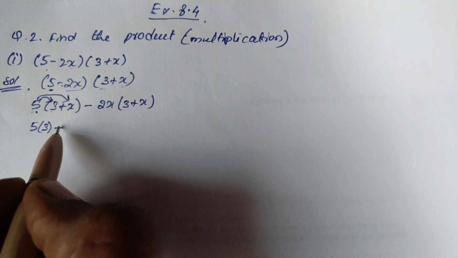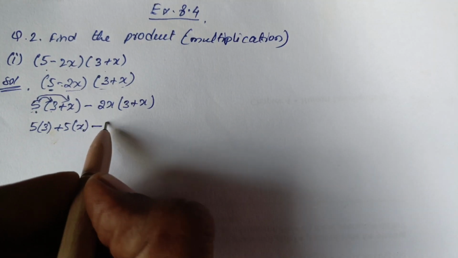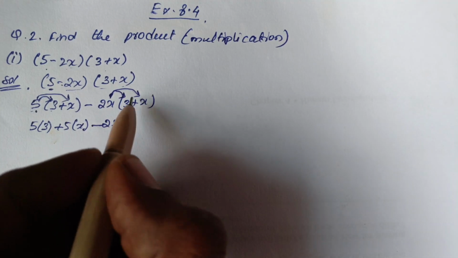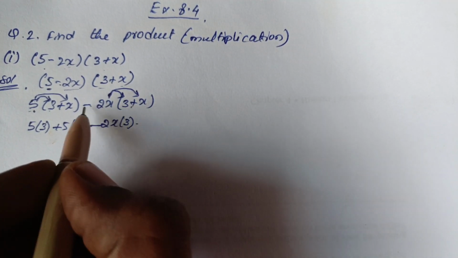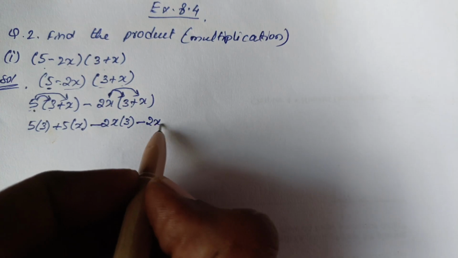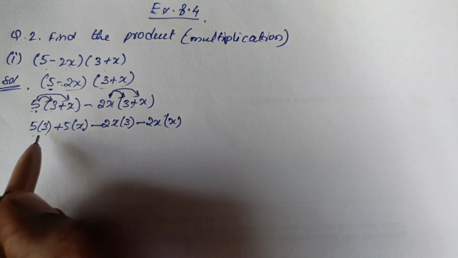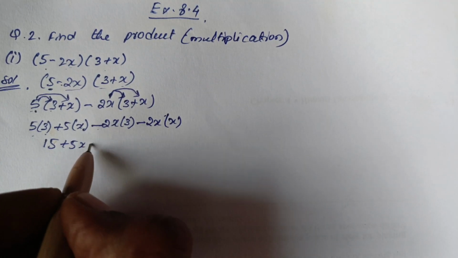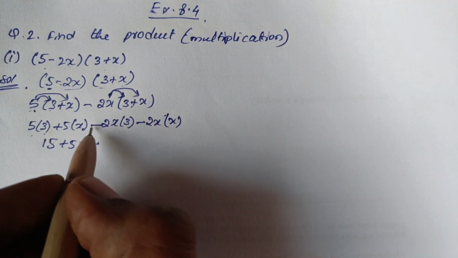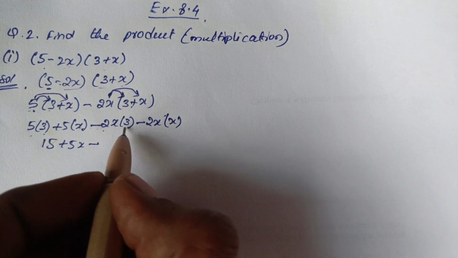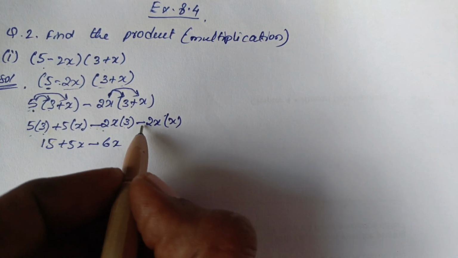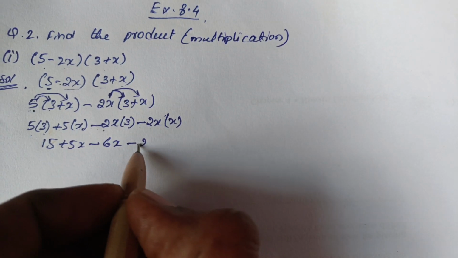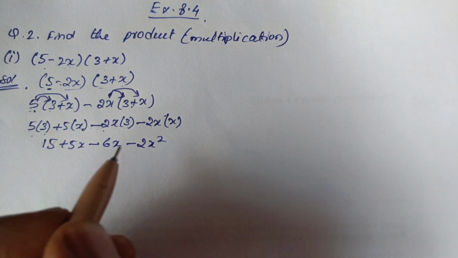5 into 3 plus 5 into x minus 2x into 3. This 2x should be multiplied with 3 and again with the x. Plus into minus is minus 2x into x. So now 5 into 3 is 15. 5 into x is 5x, minus as it is, because here it is plus, minus into plus is minus. 2 3 is 6x, minus as it is, because here it is plus, minus into plus is minus. 2 into x is 2x square.